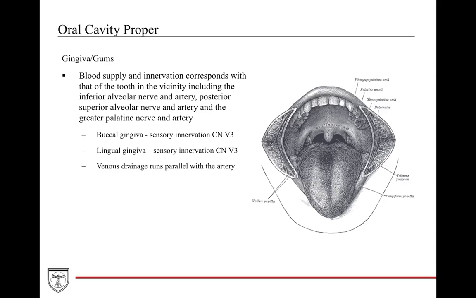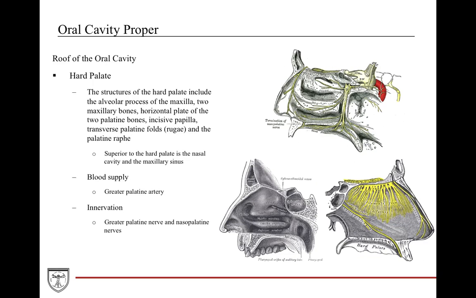So if you have teeth that are close to the buccal gingiva, you're going to get sensory V3. Lingual, again, V3, and then venous, again, of course, always parallels the arteries. So we'll talk about the hard palate for a second.